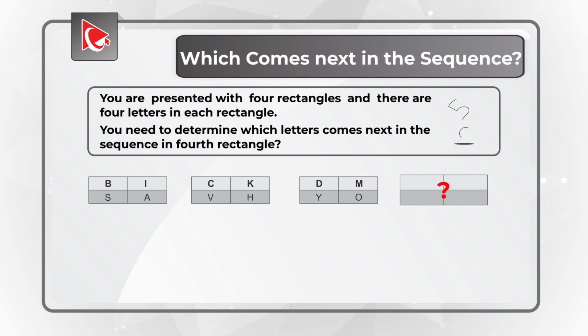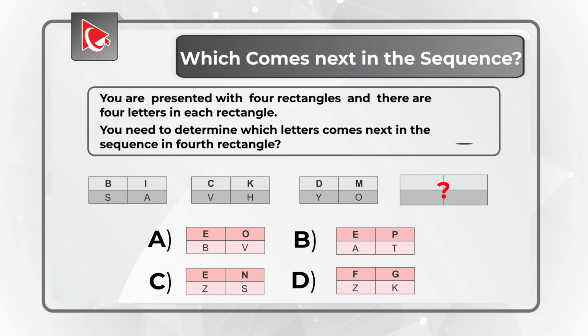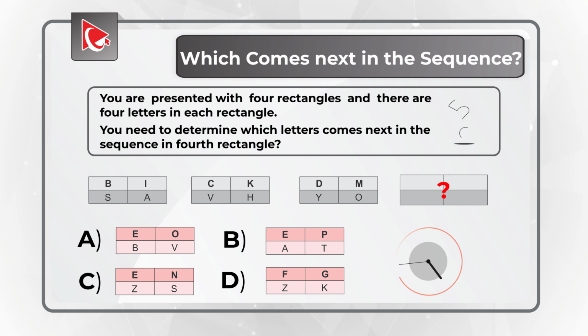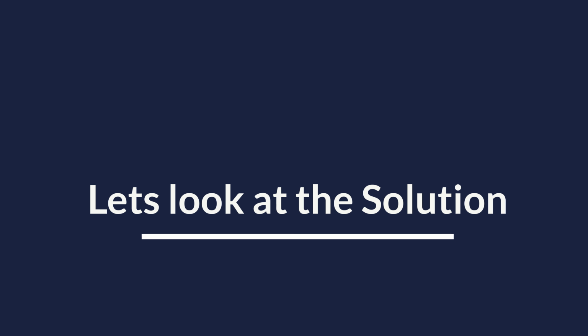You need to determine item that comes next in the sequence, and you're presented with the 4 different choices. Choices A, B, C, and D. Take a close look to see if you can determine the answer. As I mentioned, this is one of my most favorite questions. Let's move forward so I can share the solution with you.